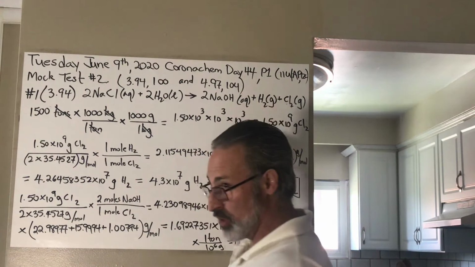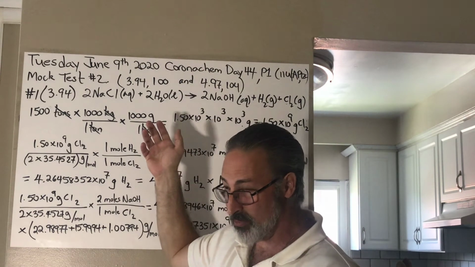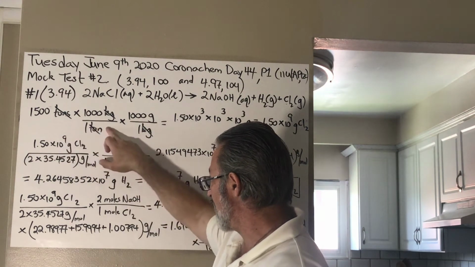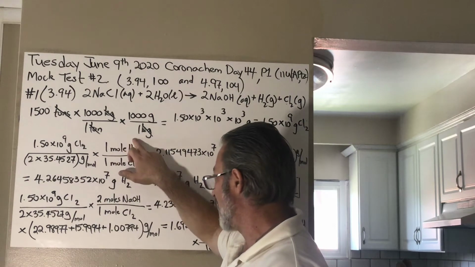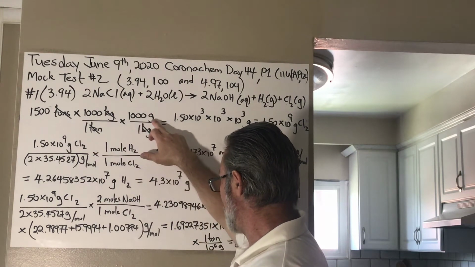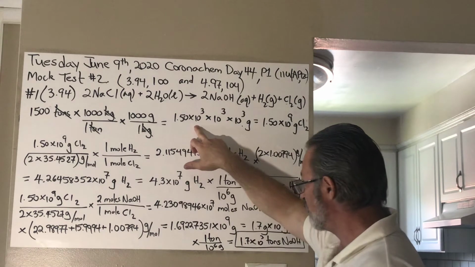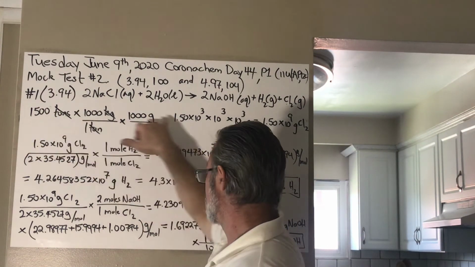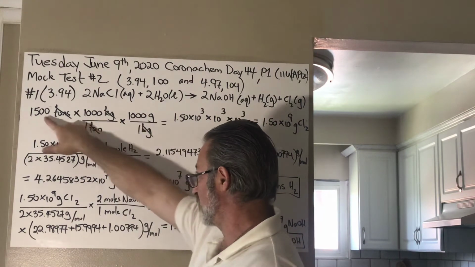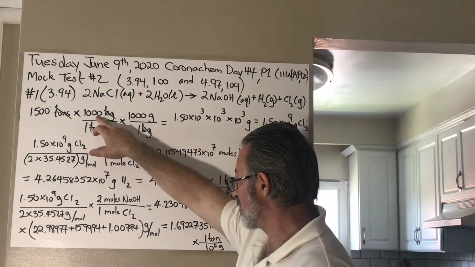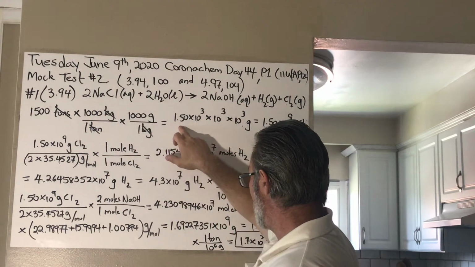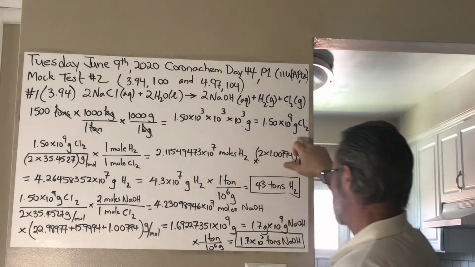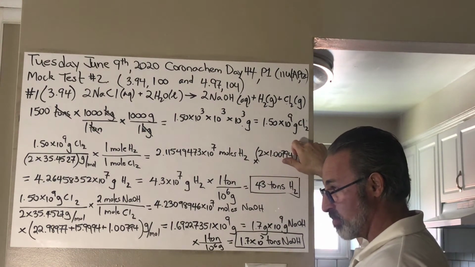So let's convert that to a gram quantity, because our molar masses are expressed in grams per mole. So 1,500 tons times 1,000 kilograms per ton times 1,000 grams per kilogram. All the units except grams cancel, and you're left with 1.5 times 10 to the 3, which is another way of expressing 1,500, because 10 to the 3 is 1,000, and 1.5 times 1,000 gives you 1,500. 10 to the 3 is just another way of saying 1,000. So 1.5 times 10 to the 3 times 10 to the 3 times 10 to the 3 gives you 10 to the 9. That's how many grams of chlorine you're producing.